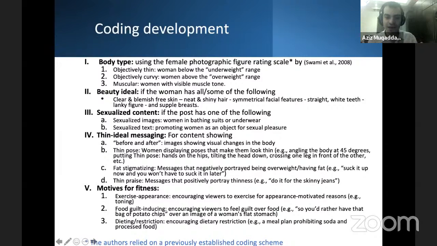And then there's thin praise, messages that positively portray thinness, like "do it for skinny jeans." And here messages, they mean text. So messages are text and then you have images. So, again, to remind you, they did both pictures and text, right? So here you see very, very clearly defined categories.